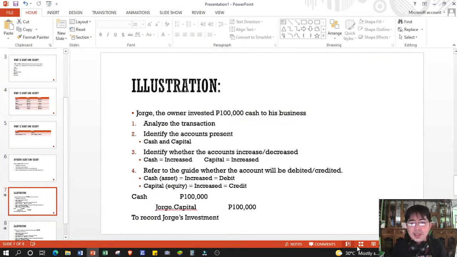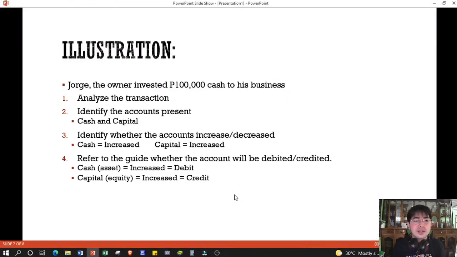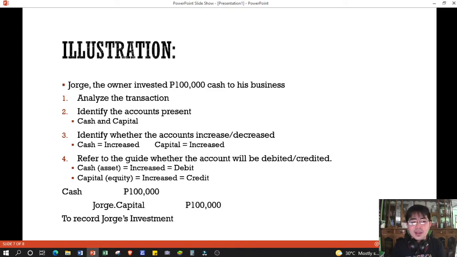That is why in our step number 4, cash is an asset tapos nadungagan daw, therefore debit. Capital is an equity account tapos nadungagan po daw, credit. That is why our journal entry is debit cash 100,000, credit George Capital 100,000. Then explanation is to record George investment. Okay? So if klaro na siya, then that's good. However, if dili siya kayo klaro, then you may ask me in the comment section.